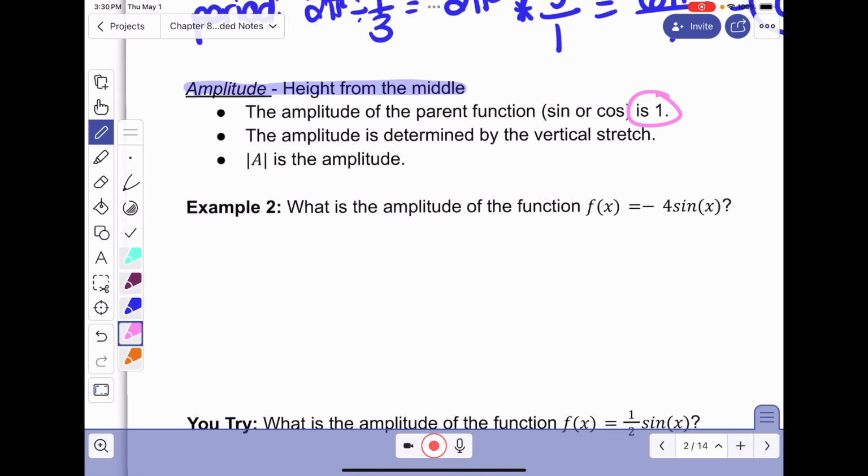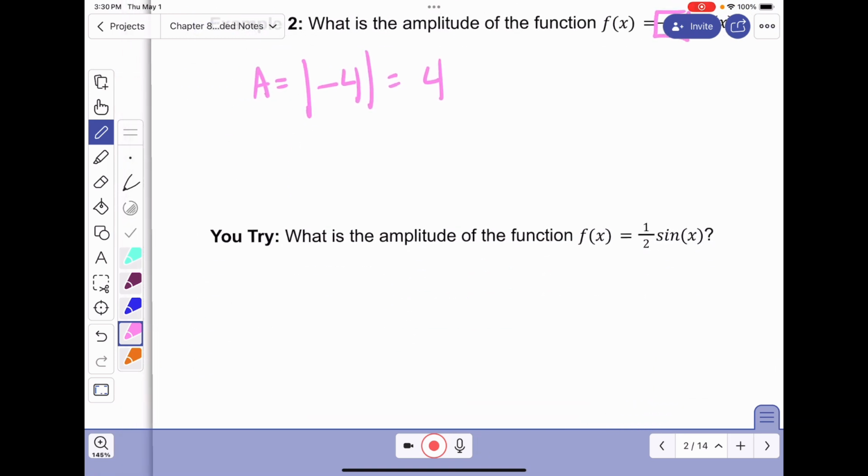That's the vertical stretch. So that's how we're stretching out the value. And we always look at the absolute value because we're talking about a height. So we take a, which is the number in front. So amplitude is going to be the absolute value of -4, which means 4. So the height of this curve is going to be 4 from the middle up. So you're going to go 4 up and 4 down. If we did this one, amplitude is 1/2, so it would stay 1/2 because it's already positive.